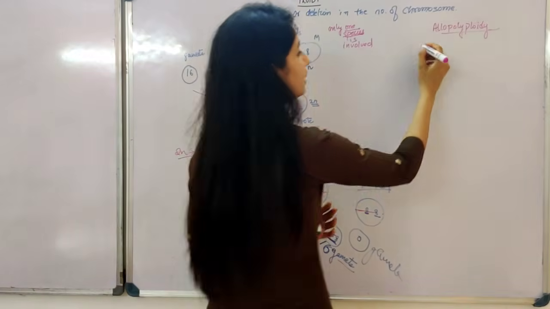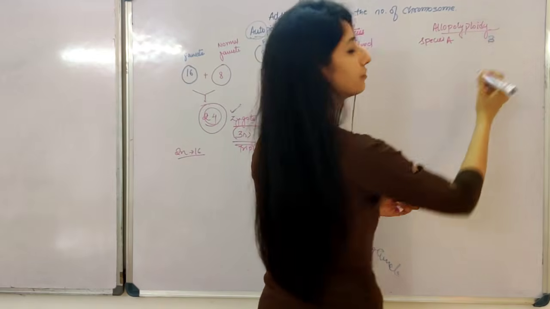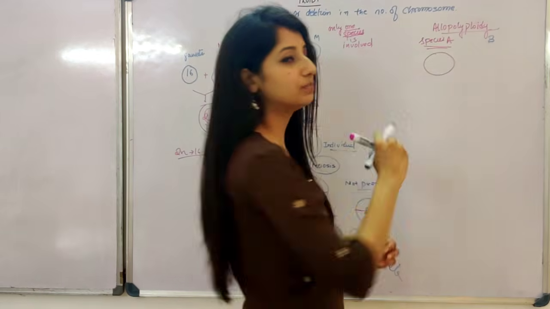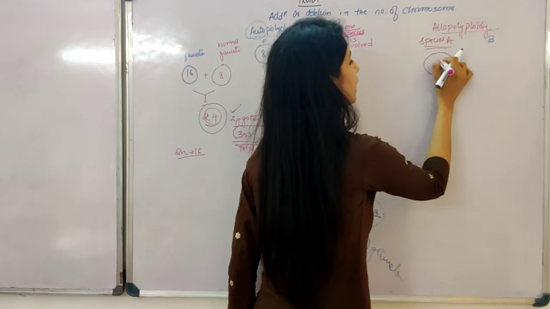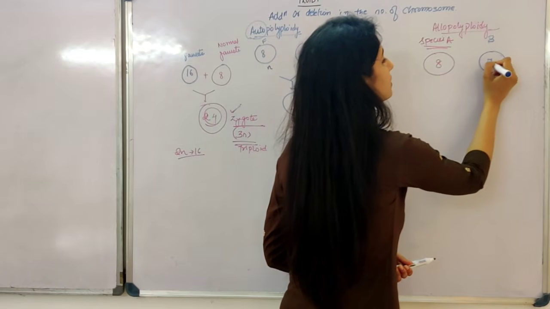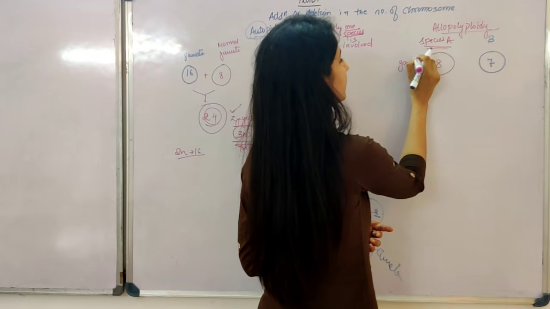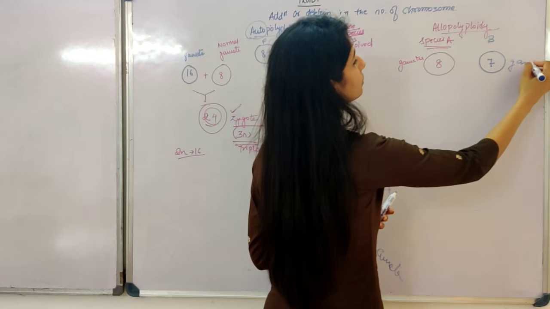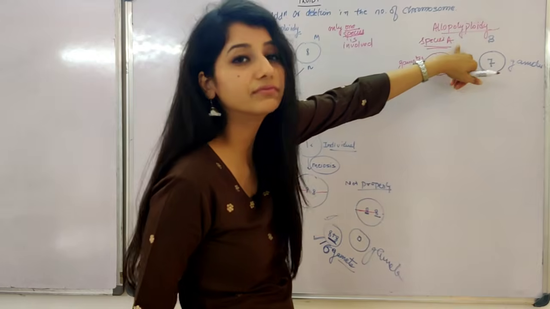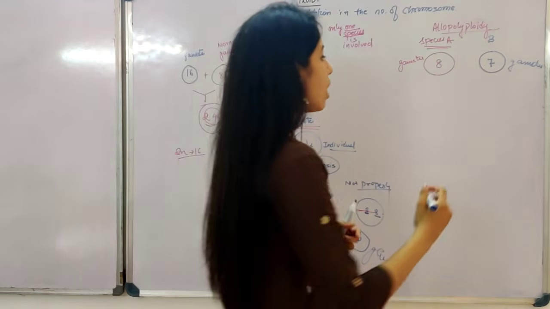So what will happen if we take species A, and I will mark species B with a different color for clarity. For example, species A contains 8 chromosomes, while species B contains 7 chromosomes. And I am talking about the gametes here, not the individuals. There are 7 chromosomes in the gametes of species B, and 8 chromosomes in the gamete of species A.